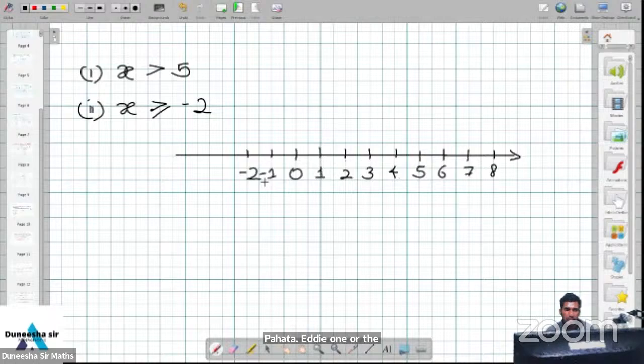x greater than 5. What are the values? 6, 7 and 8.